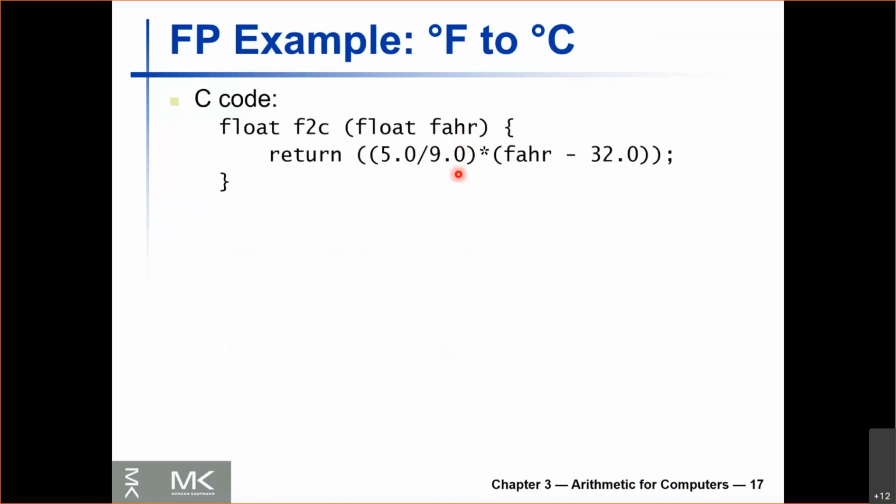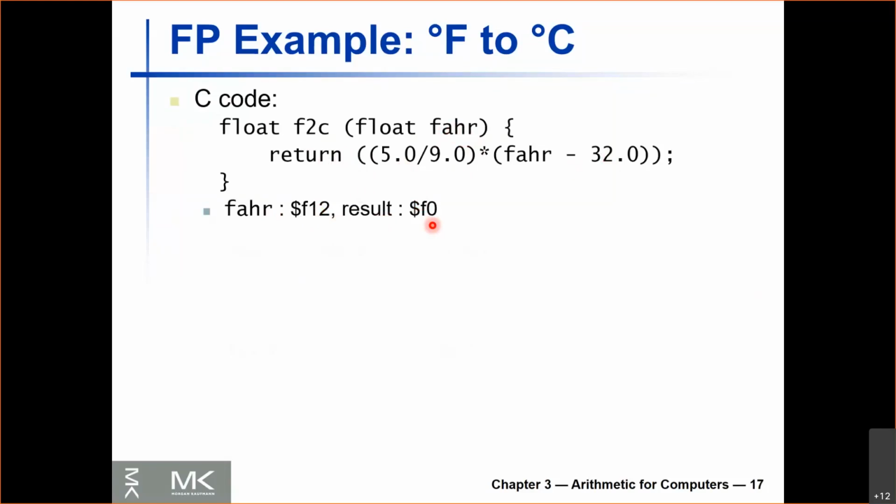Okay. So let's do that. First of all, Fahrenheit, the argument is going to be placed in F12. F12 is the register where we put the arguments in. Remember, it's F12, F13, F14, F15. And then the return value is going to be stored in F0.